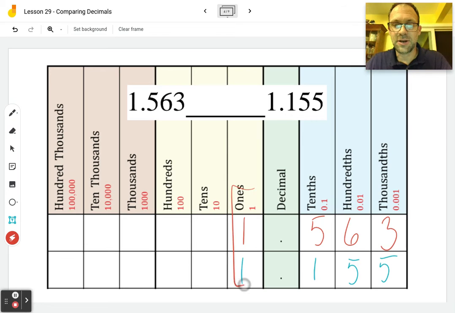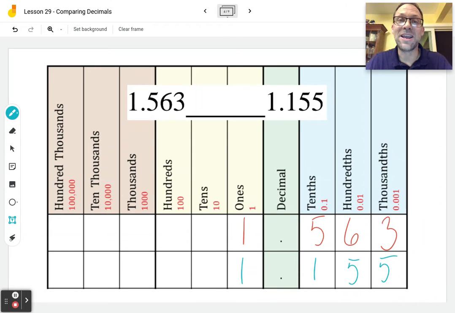In the ones place, our greatest place value, we see both digits are 1. They are equal. Let's move on. In the tenths place, look at that. This is the first time we see the digits are different. The 5 is greater than the 1, which means 1 and 563 thousandths is greater than 1 and 155 thousandths.